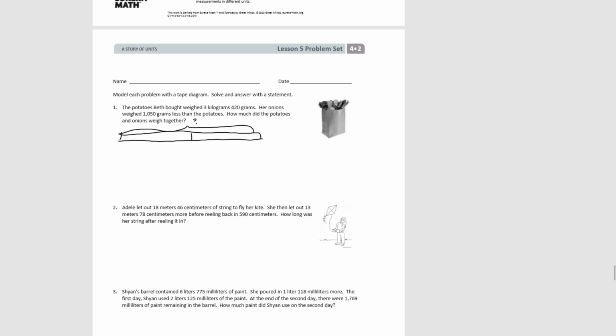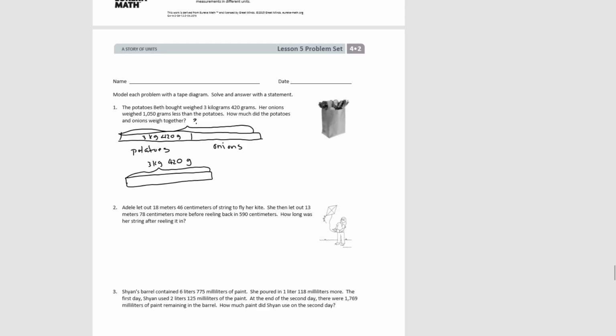And we know how much the potatoes weighed: 3 kilograms, 420 grams. And we need to know how much the onions weigh before we can figure out what the total is. So we're going to do a separate tape diagram to figure out what the onions weigh. So we know that the potatoes weighed 3 kilograms, 420 grams.